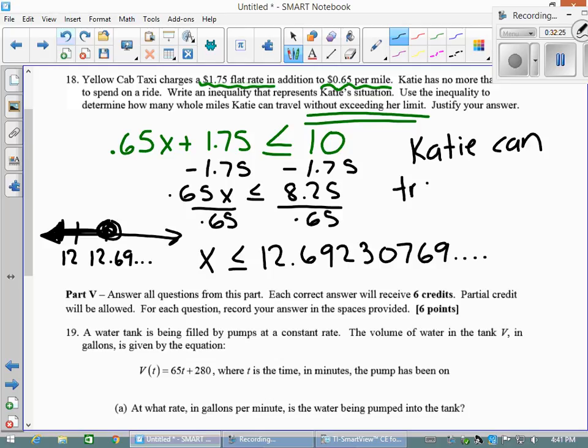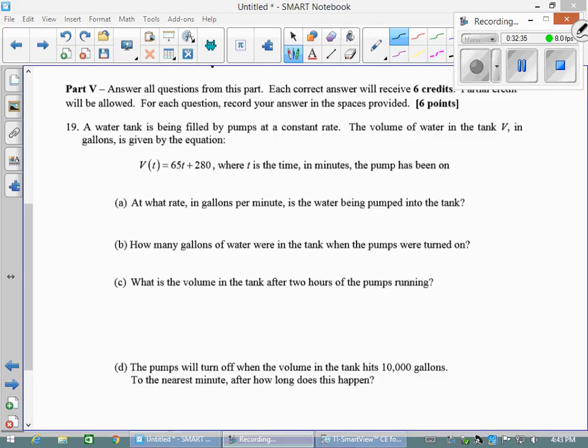So for our final question, they're telling us that a water tank is being filled by pumps at a constant rate. The volume of the water is represented by V and in gallons, and it's giving us this equation. So V of T, or volume of our tank, is going to be 65T plus 280, where T is the time in minutes the pump has been on. So at what rate in gallons per minute is the water being pumped into the tank?